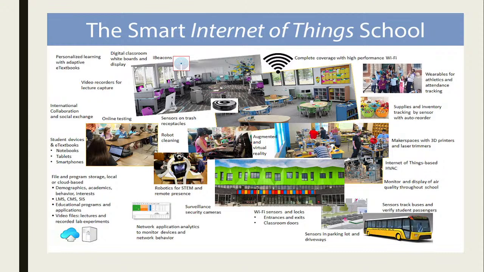So this is a small single application of Internet of Things in a school campus. We can implement that in a school campus or a college campus or an industrial campus, or it could be an IT park or any type of area. So we can implement Internet of Things there. In this case, specifically, it is a school campus. In a school campus, what are the things that we can do using Internet of Things? We can start from here: personalized learning with adaptive e-textbooks, digital classrooms, whiteboards and displays, iBeacons for tracking, video records for lecture capture, international collaborations and social exchange programs.